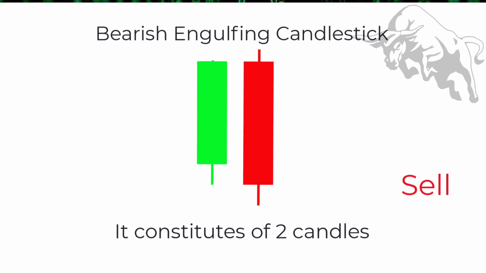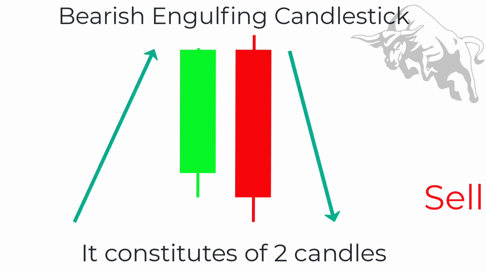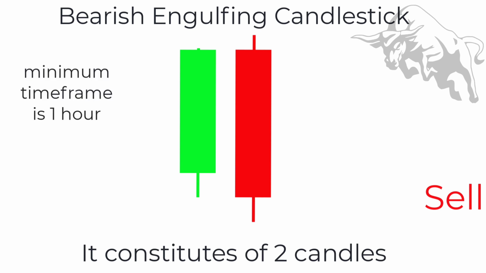Moreover, the second candle closing price needs to be below the first candle open price, while the wick of the second candle must be lower than the wick of the previous candle. The bearish engulfing pattern shows up during an up move, signaling a possible reversal. Nevertheless, you should only consider this candlestick pattern if it forms on the 1 hour time frame and above.